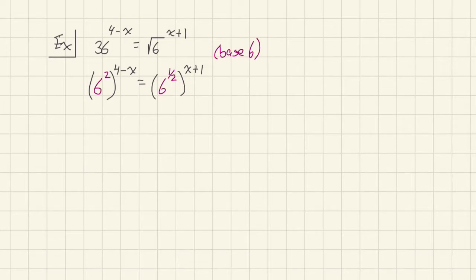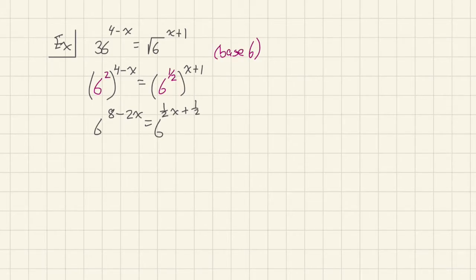Now we have a situation where it's power to a power, so we're going to multiply 2 times the quantity 4 minus x, and over here the same thing, power to a power, we're going to multiply 1/2 times x plus 1. So that'll get us to 6 raised to the 8 minus 2x is equal to 6 raised to the 1/2 x plus 1/2. Oops, I forgot my 6.